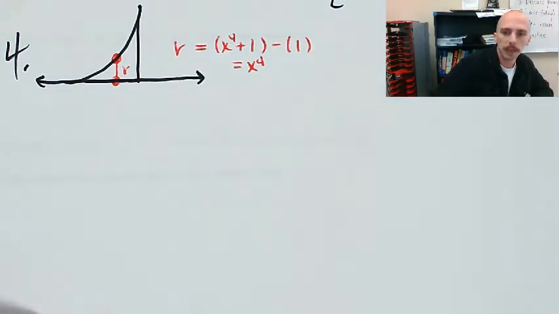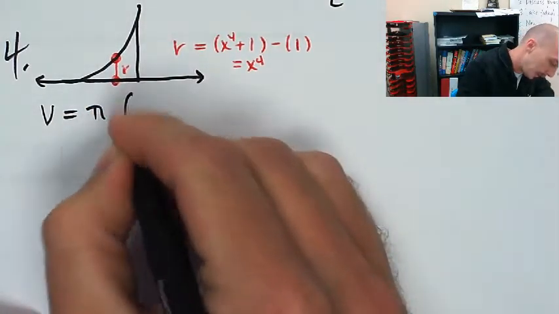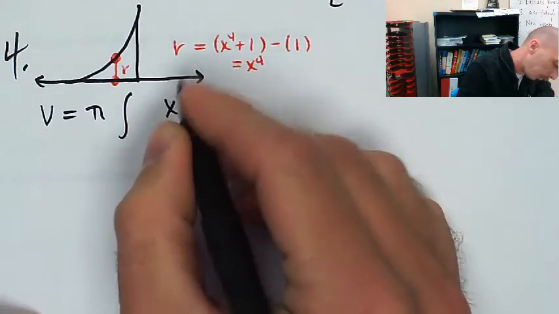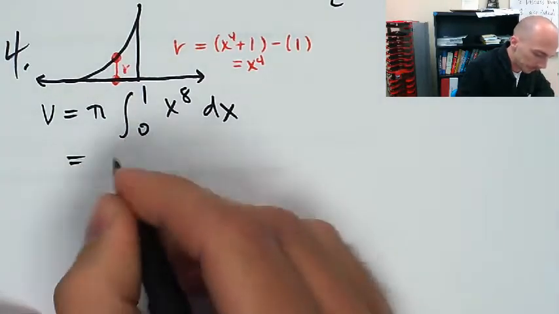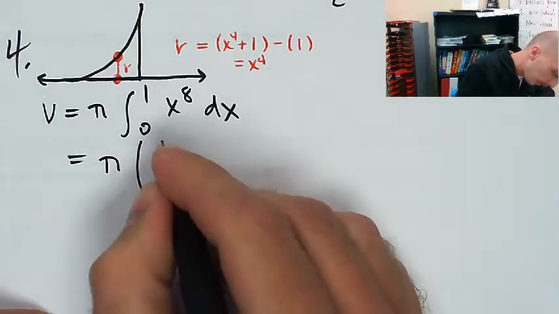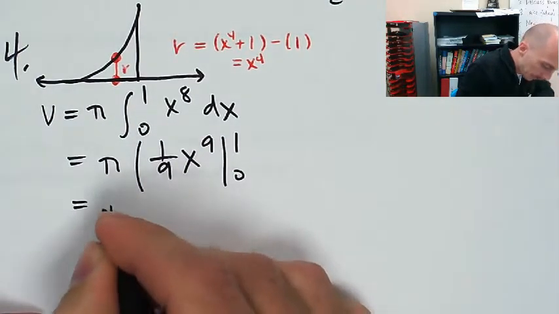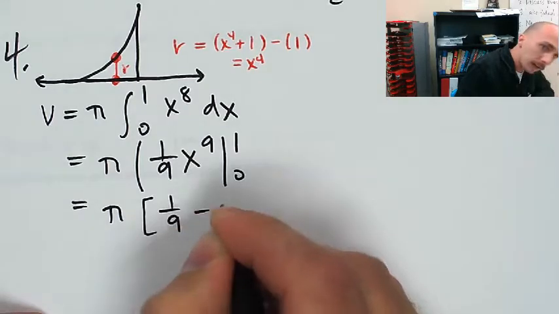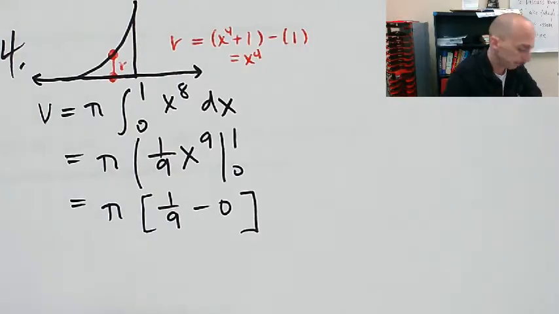Okay. Meaning to me that I'll have volume equaling pi r squared. X to the 4 squared is x to the 8 as x runs from 0 to 1. So this would be pi times 1/9 x to the 9th as x runs from 0 to 1. And that would give me 1/9 minus 0. Okay, I'll be happy with that. All right, number 5 is going to be rotate v around x equals 1.